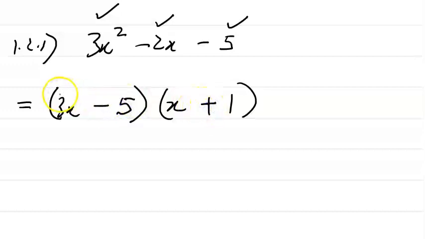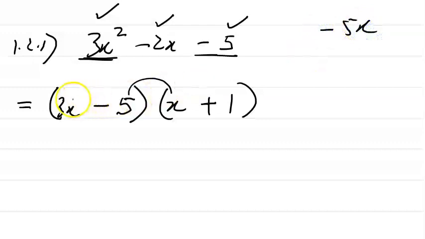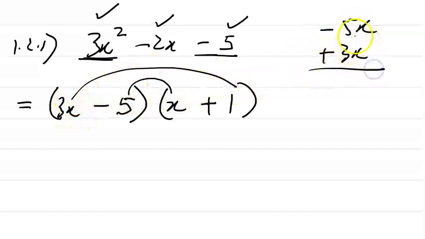So if I check by inspection, 3x times x is 3x squared. Then minus 5 times plus 1 is minus 5. So I've got my first and my last term. It's only my middle term now that I need to get. So if I say minus 5 times x is minus 5x, and then the outer terms, 3 times plus 1 is plus 3x. And if I add those two up, I'll get minus 5x plus 3x is minus 2x. So now I got my middle term.